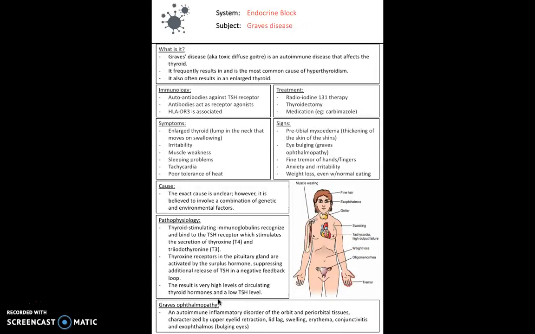Just to hone in now then, Graves' disease we said is the most common cause of thyrotoxicosis, and essentially it's an autoimmune disease that affects the thyroid. So as we just said, one of the investigations we do are thyroid antibodies, and we'd see an increase in thyroid antibodies if Graves' disease was the cause. So as we see here, HLA-DR3, so human leukocyte antigen, is associated here as well, and antibodies act as receptor agonists. So the antibodies are stimulating the release of the thyroid hormones.